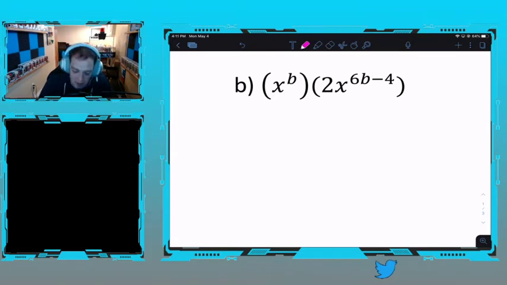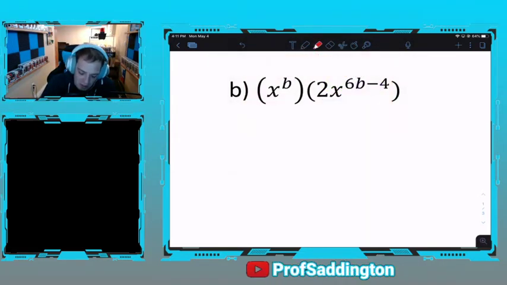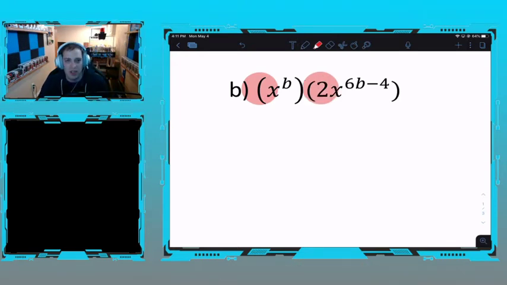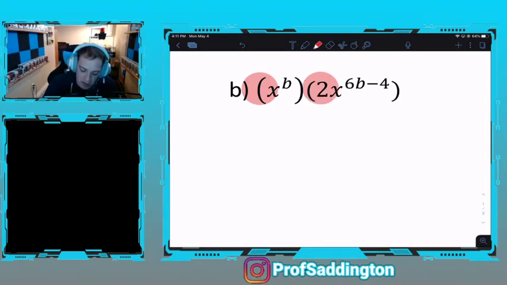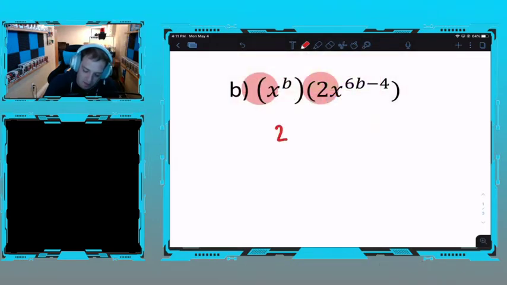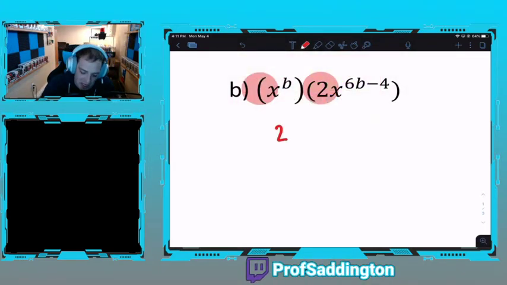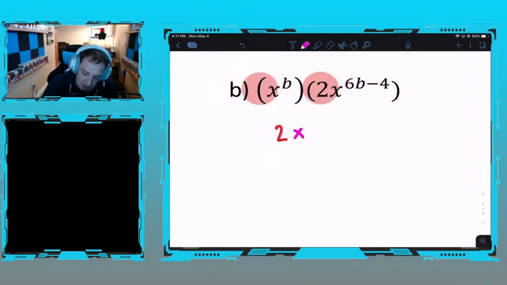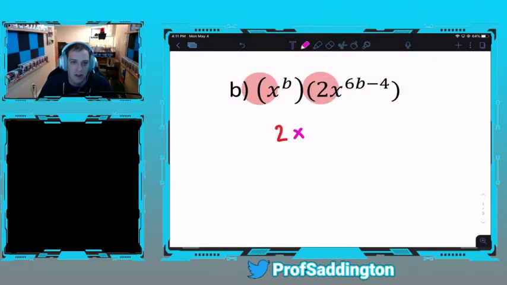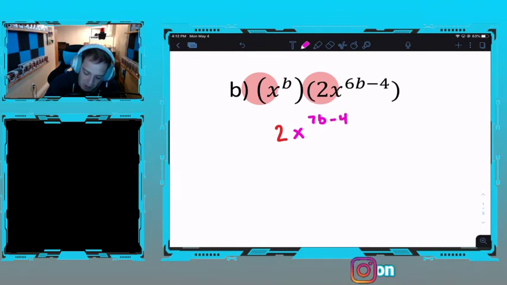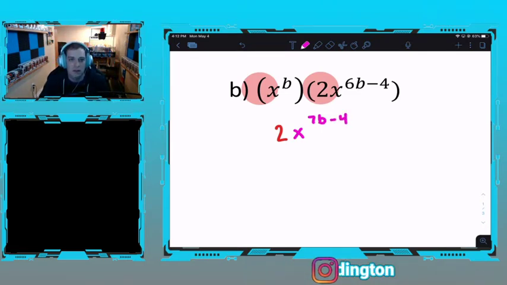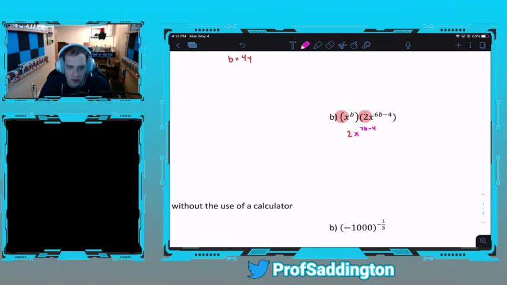Same thing's going to happen over here. You're just multiplying the coefficients. In this case, there is no coefficient out in front of the x to the b power, so it's really just going to stay 2. And then, again, we have the same bases, so the x is going to stay there. And then you just combine like terms as far as the exponents go. So it's just b plus 6b minus 4, which in this case would be 7b minus 4. And that's it. And I'm pretty sure I left one question like that on the homework number 14. I think it's homework number 14, yeah.